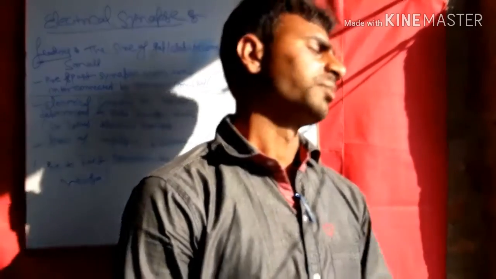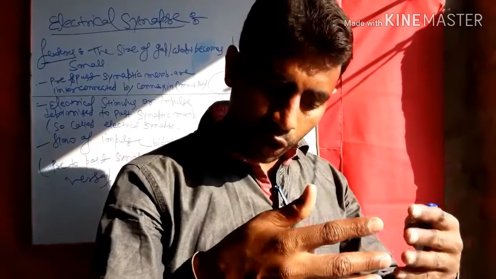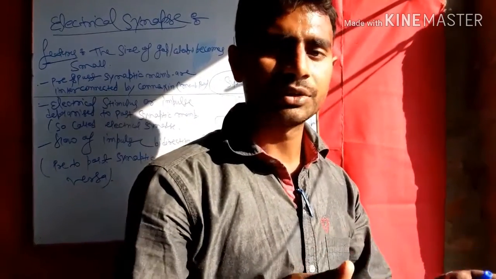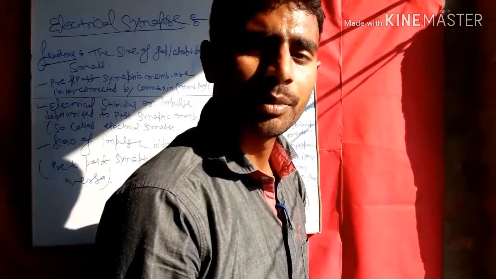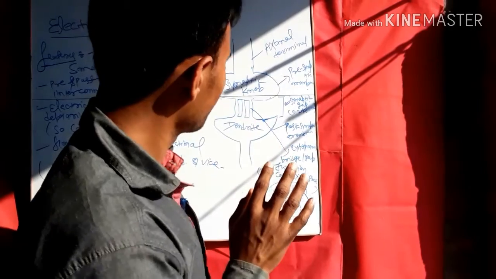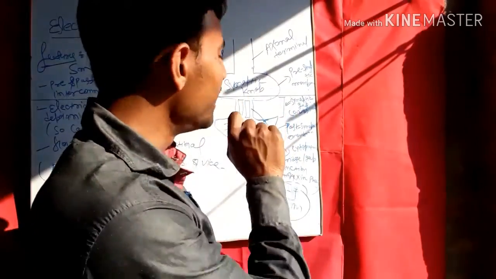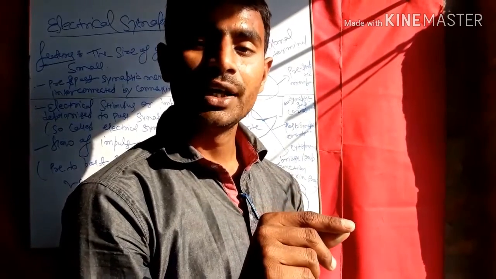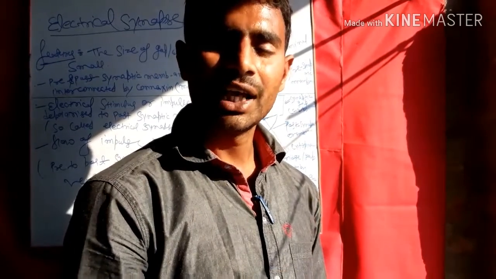And a synapse is the close association of neurons with maintenance of a little gap. Synapses are of two types: electrical synapse and chemical synapse. Today's topic is the electrical synapse. Here you are seeing the figure of a close association of neurons with a little gap between the two neurons, a very small gap of 0.2 to 10 nanometer.